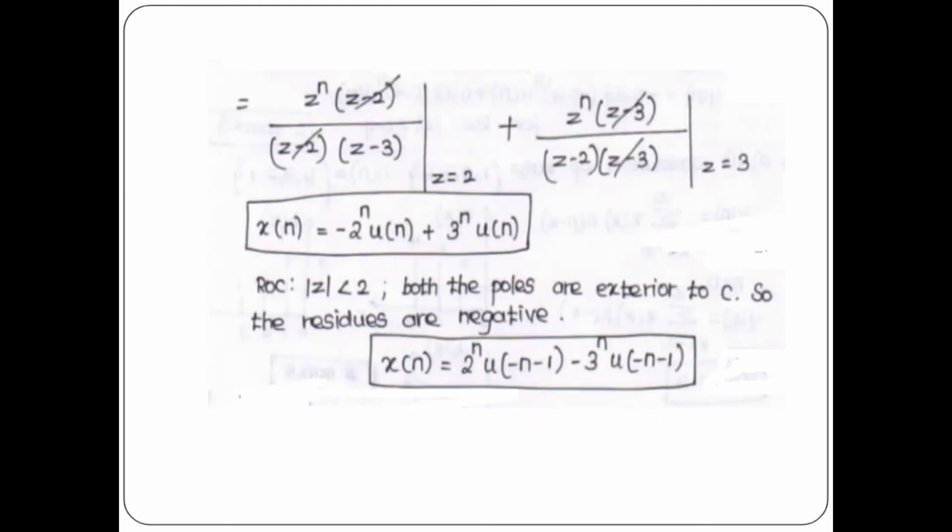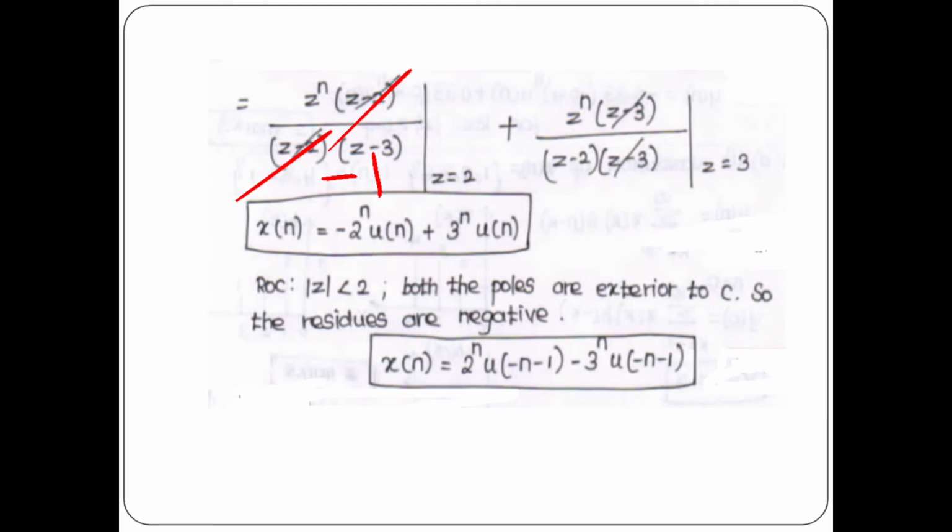These are the poles. So for Z equal to 2, Z power n divided by (Z minus 2) into (Z minus 3), the Z minus 2 will get cancelled. In the remaining Z places you substitute 2. So 2 power n divided by 2 minus 3. What is 2 minus 3? Minus 1. So that is minus 2 power n u of n. Directly we can find the answer. Here for 3 power n, 3 minus 2 you will get 1. So the answer is 3 power n u of n.